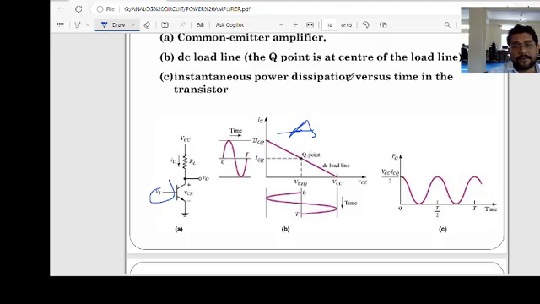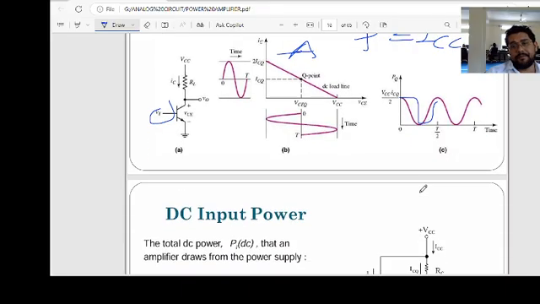The instantaneous power dissipation versus time of the transistor. How is the power dissipated in the transistor? At the quiescent point, we have the quiescent current ICQ times the supply voltage VCC. This is called the input power. Initially they multiply like this over the time period. This is the power signal.